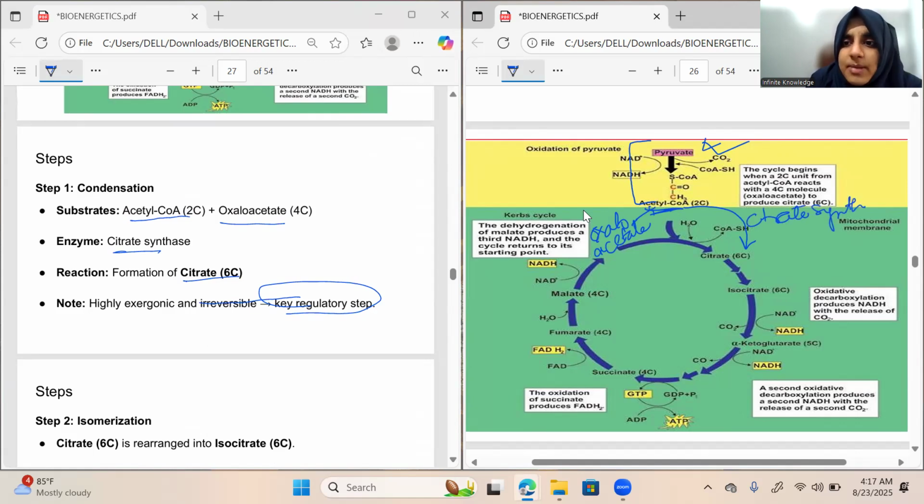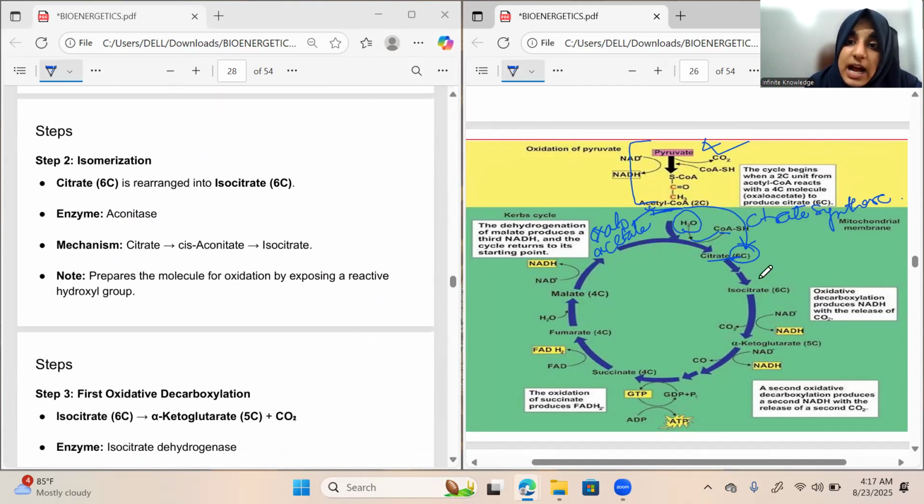You don't need to remember the enzyme, it's not important for your level. I'm just telling you so that you gain more knowledge. So then it produces citrate, which is a 6 carbon compound, okay? And it releases this coenzyme A, right? And it requires water for this step. The next step is isomerization. As you see over here, isomerization.